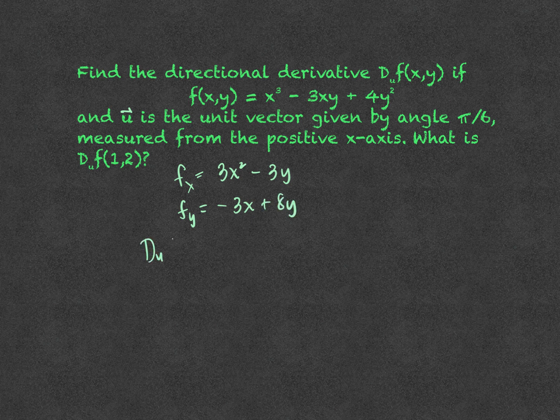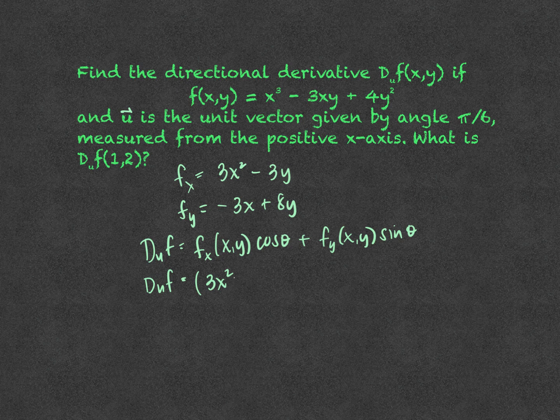So now our directional derivative of f is equal to the partial with respect to x at (x, y), and we're going to use our cosine theta, plus the partial with respect to y at (x, y), and we're going to say sine of theta. So let's fill this in. The partial with respect to x is 3x squared minus 3y, and cosine of pi over 6 is square root of 3 over 2. Plus our partial with respect to y, which is negative 3x plus 8y, and sine of pi over 6 is 1/2.